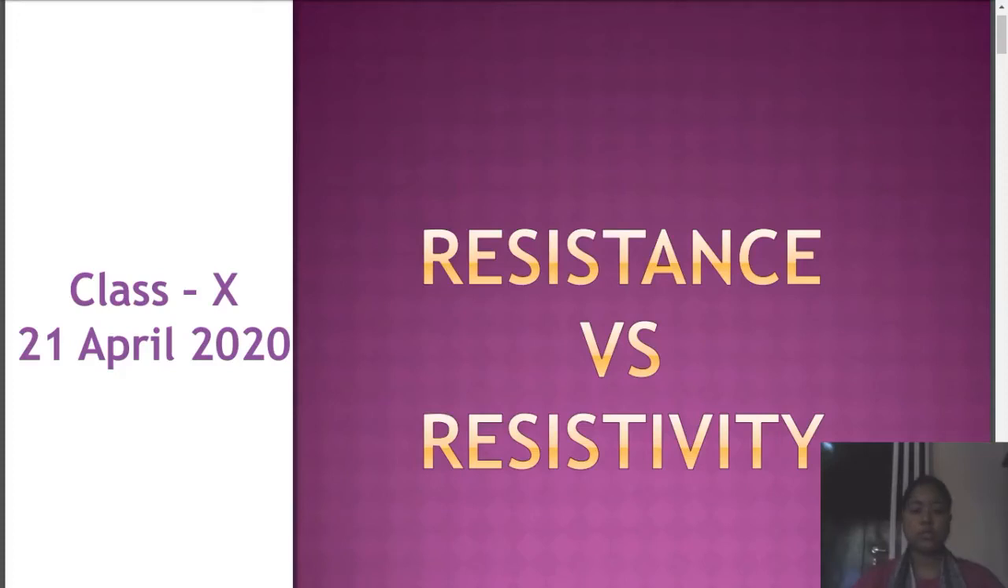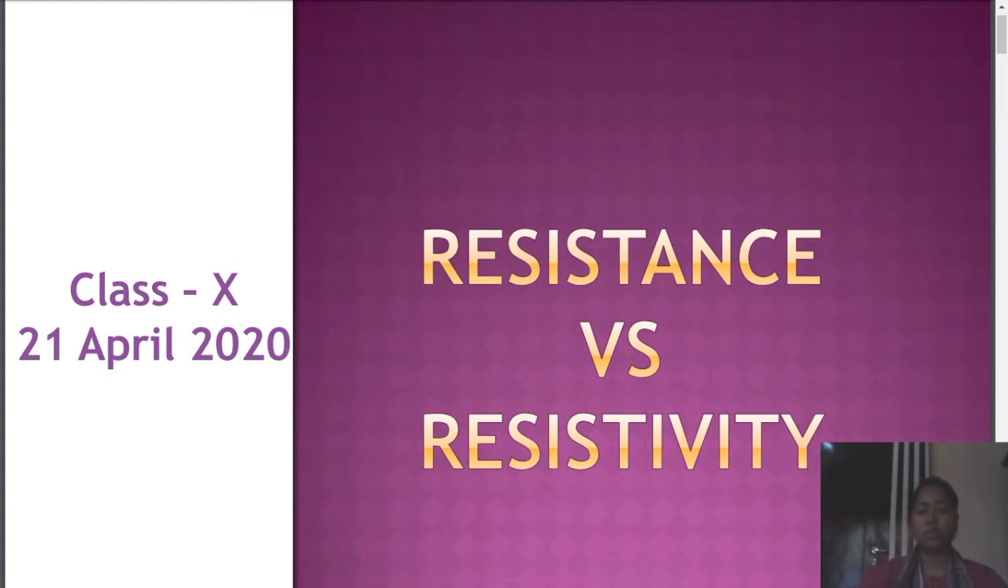Good morning, students. Today we are going to start our next class, and the topic for today's class is combination of the resistors. Yeah? So in the previous lecture, we already studied about the resistance and the resistivity.